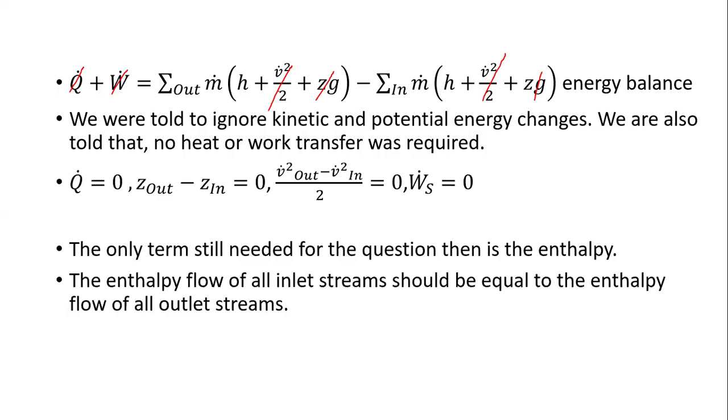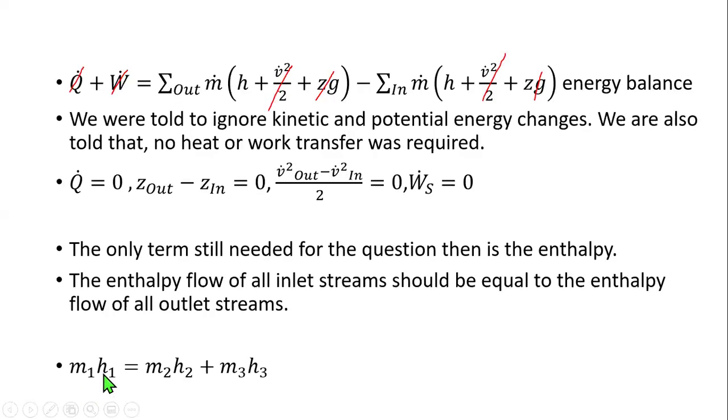So we know the enthalpy flow for all the inlet streams should be equal to the enthalpy flow of all the outlet streams. We have just one inlet, so we'll just find the enthalpy flow for that one inlet. It should equal the sum of the enthalpy flows of the outlets.